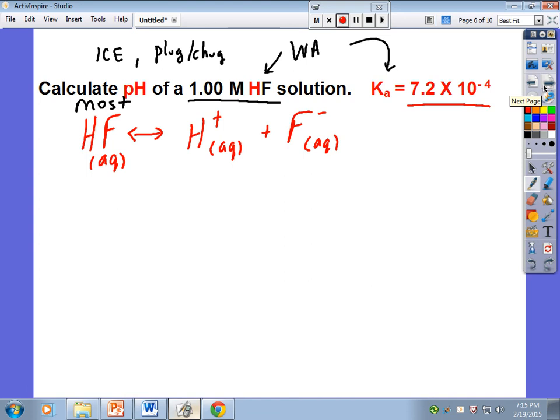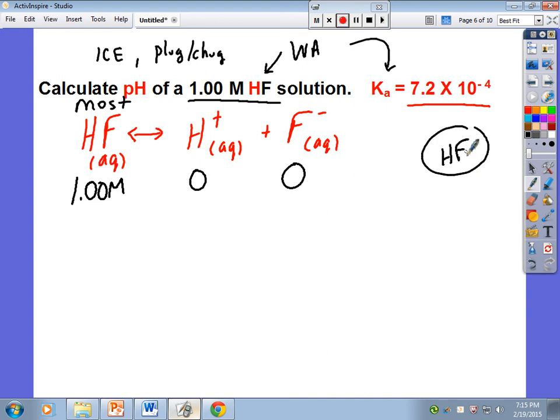Now, what do I know? I know for a fact that I have a 1.00 molar solution of this. I have none of this and none of this to start with. I just have a big blob of HF floating around. And I don't know how much H and how much F is floating around. I'm going to put it in my ICE box.